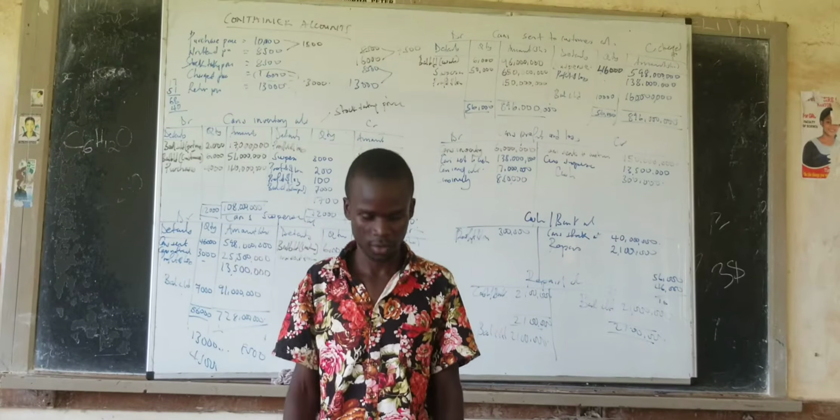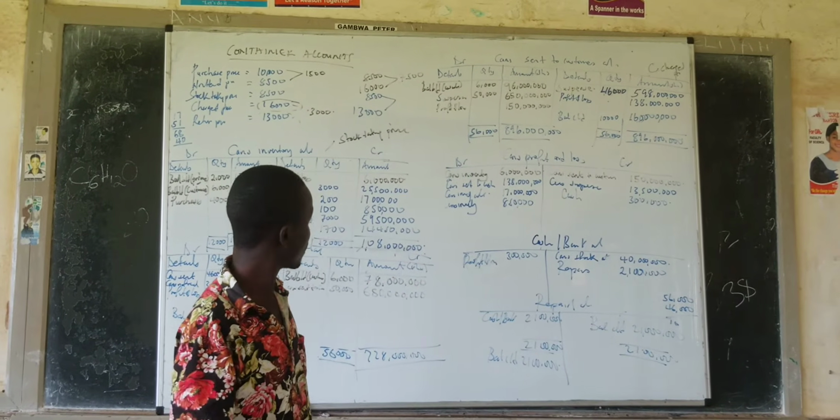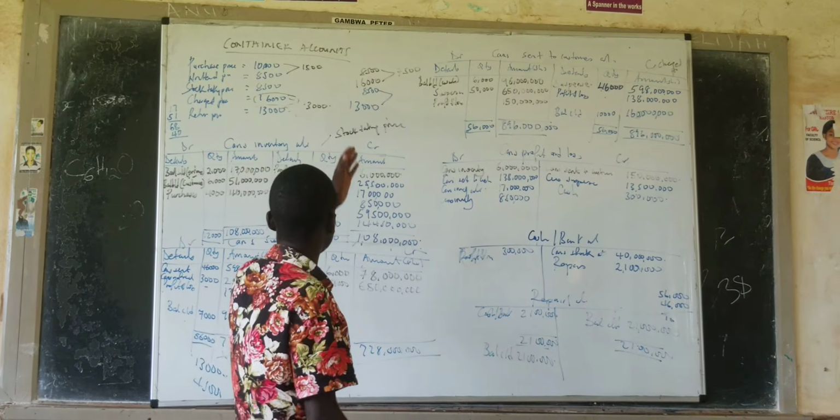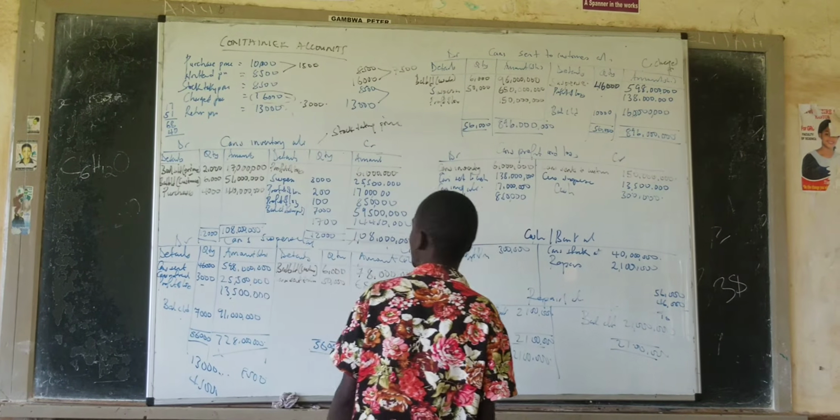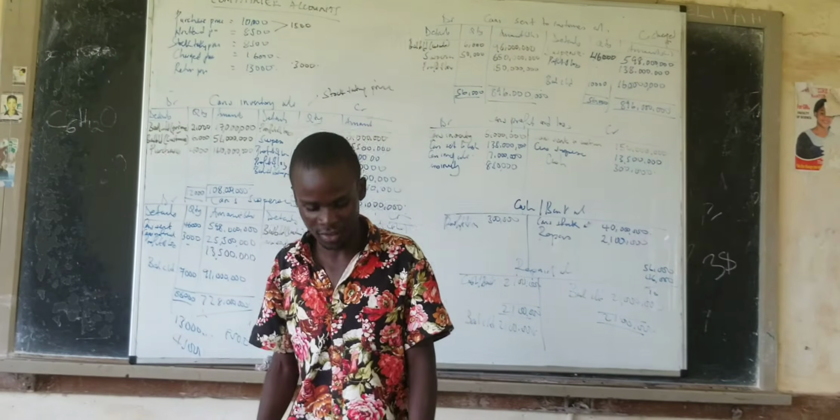Required: prepare the following accounts in the books of Drawell and Company Limited for the year ended 31st March 2022. Cans inventory account, cans suspense account, cans sent to customers account, cans profit and loss account. I hope you've seen the question. So straight away, without wasting any time, this is the practical question and this is the solution.